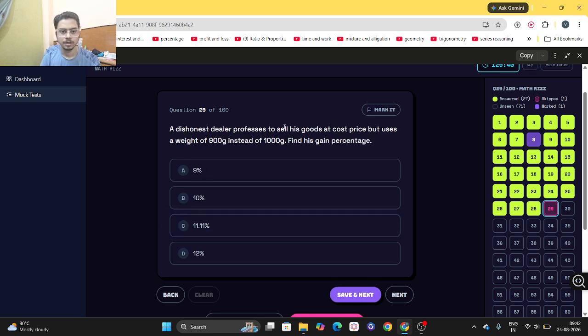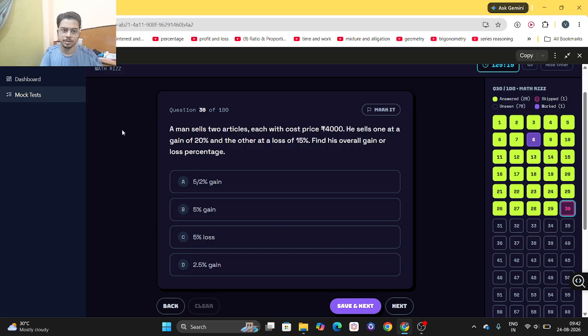Next. A dishonest dealer professes to sell his goods at cost price but uses a weight of 900 gram instead of 1000. So actual weight is 900 and he's displaying 1000. So profit is 1 by 9, which is 11.11%.